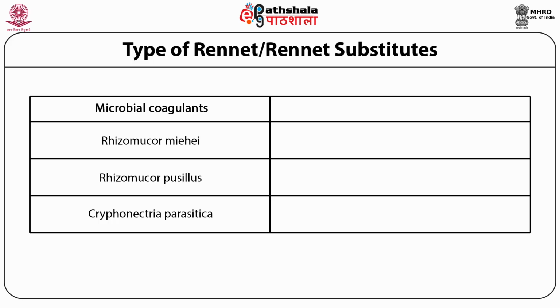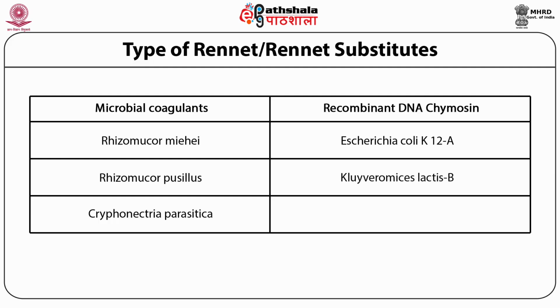The latest trend in cheese making is the use of recombinant DNA chymosin through genetic modification. These include the sources where the genetic modification at DNA level has been carried out to produce the recombinant chymosin, which are Escherichia coli K12, Kluyveromyces lactis B, and Aspergillus awamori B.